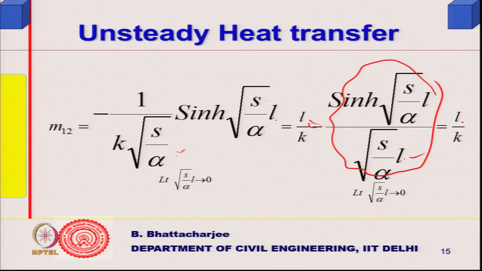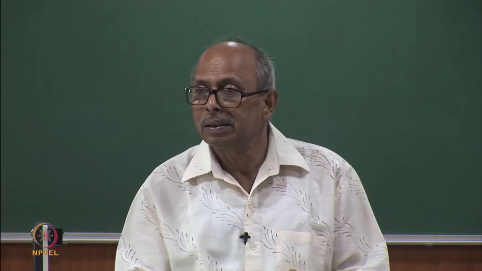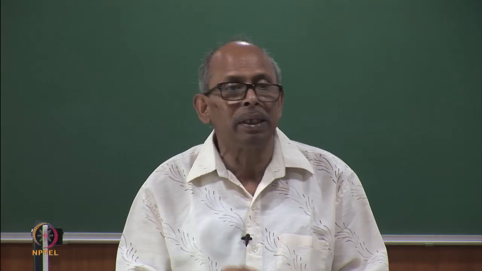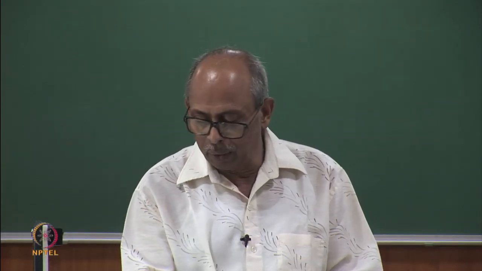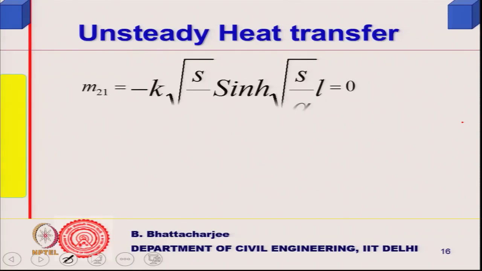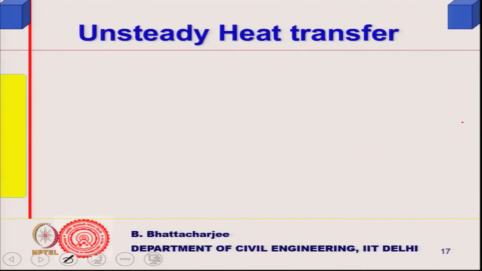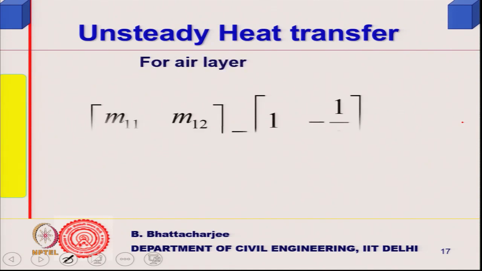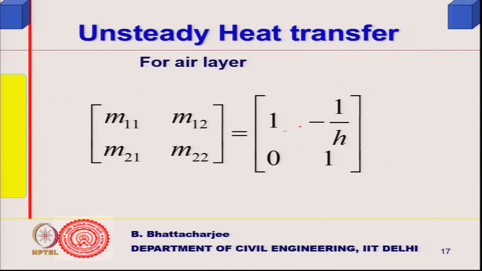L by k for the boundary layer is equivalent to 1 by h naught, a 1 over conductance, I mean, this is nothing but the equivalent resistance of the boundary layer. So, that is how I write. So, 2 1 this tends to 0. So, therefore, for an air boundary layer I can write like this, 1 minus 1 by h, and if it is outside then 1 by h naught, if it is inside then this will be h i.